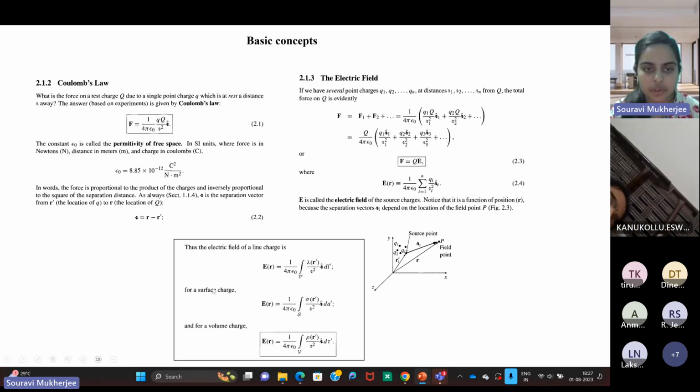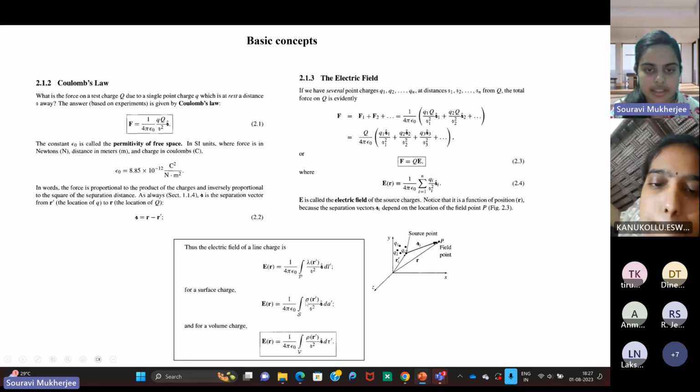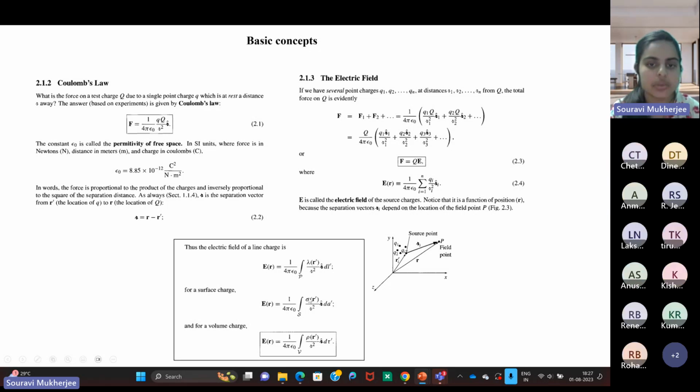And similarly, you can do it for a surface charge distribution where the surface charge density is given as sigma. It is the charge per unit area. This is the charge per unit length. And similarly, you can have a volume charge density, or charge per unit volume. And this is how you can go to the continuous distribution of charges.